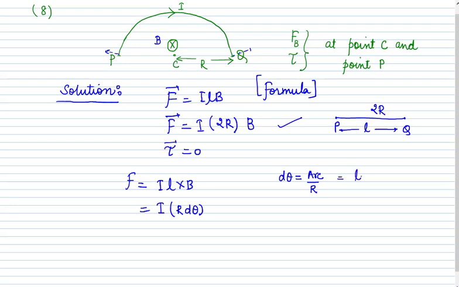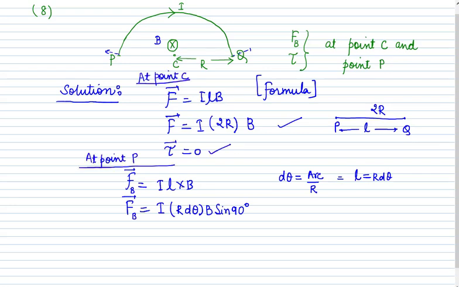So this length L will be equal to R d theta. So we have written L as R d theta, and this is B. If this is the length L, and this B is downward, and these two are mutually perpendicular, the angle between these two is 90 degrees. So B sine 90 degrees. So this is the magnetic force that is acting at the point.